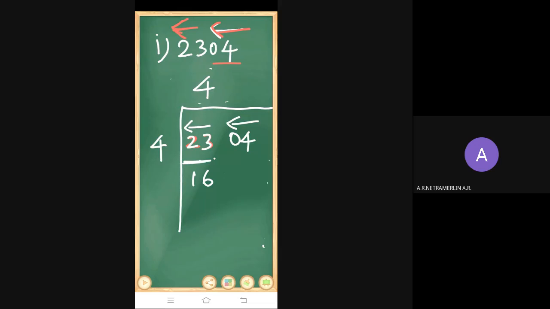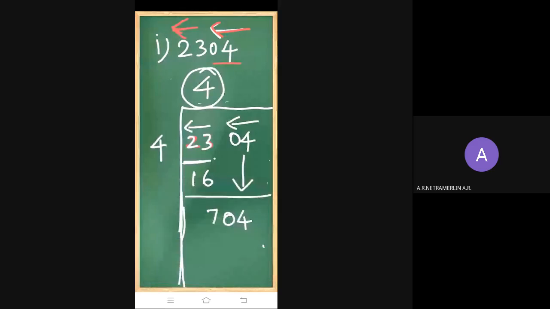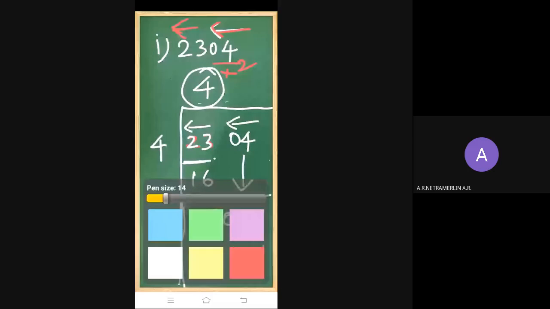Now when you subtract 16 from 23, you get 7. Now you have to bring down the next pair, which is 04. The newly formed number is 704. Whatever number you have on top as the quotient should be multiplied by 2. When you multiply by 2, it becomes 8. So write 8 here.